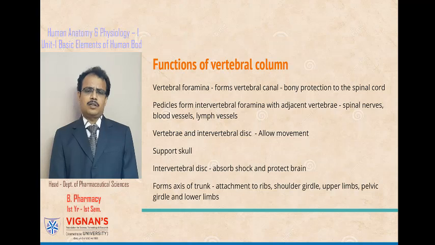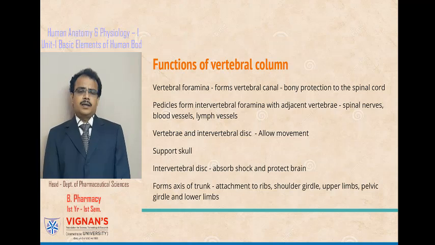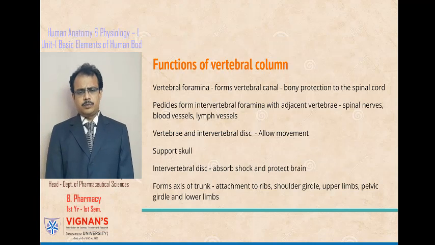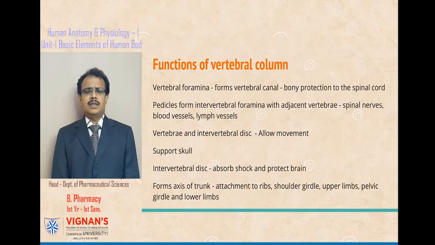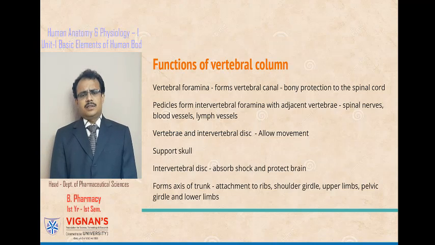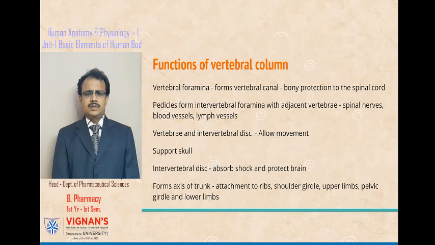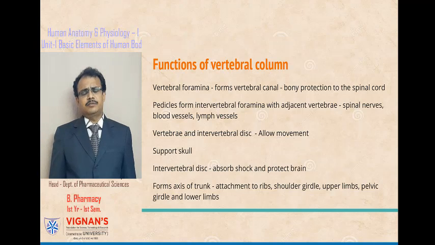This vertebral column gives support to the skull, and also it forms the axis of the body to which all the other structures are attached. For example, the shoulder girdle or the pelvic girdle and the limbs, the thoracic bones are attached to this vertebral column. This is regarding the vertebrae and the characteristic features of the vertebral column.